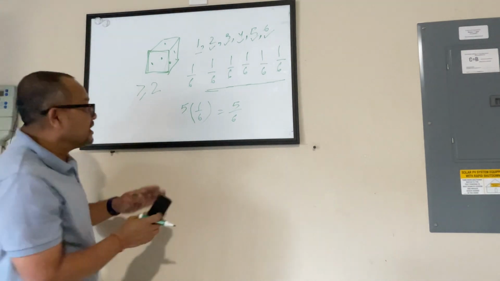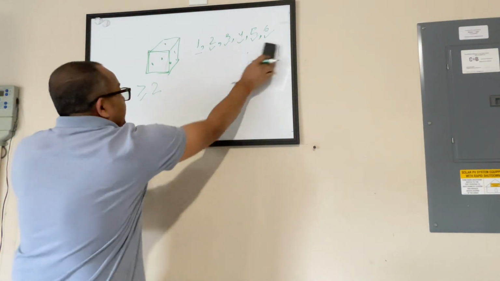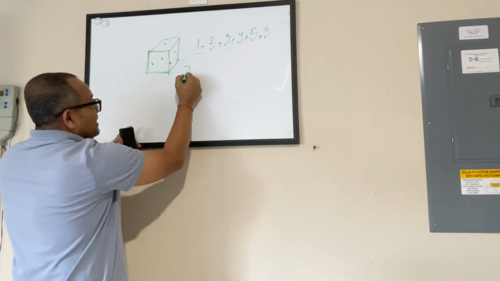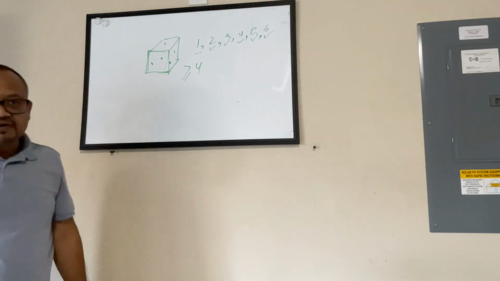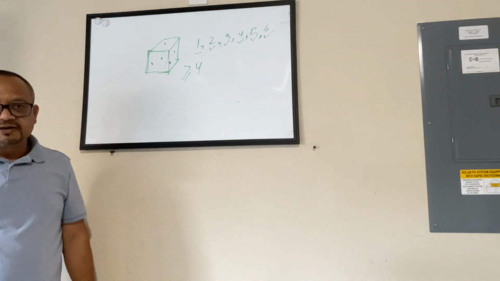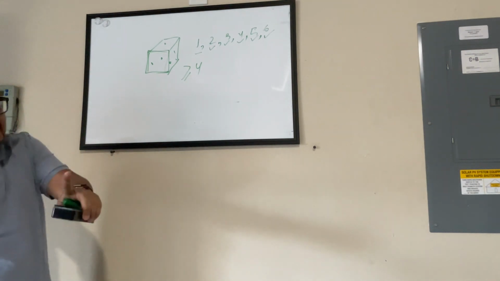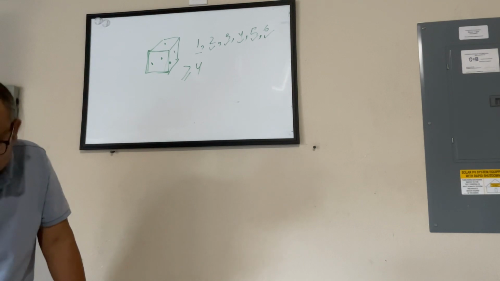Now, if I change the question, if I say, what is the probability of getting a number greater than or equal to 4, what will that be? It would be like 3 by 6. Let me hear Adna, okay? Yes, Adna, go ahead.